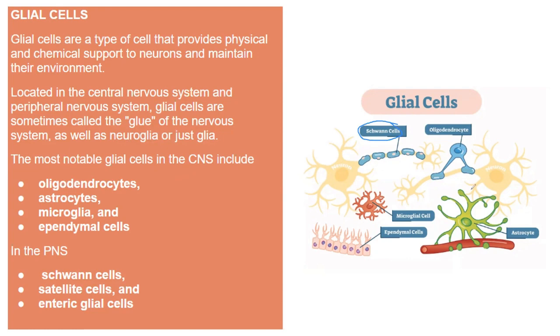In CNS, what are found? Oligodendrocyte is there. Then microglial cells are there, ependymal cells are there, and also astrocytes are there. Okay, so these are glial cells. Glial cells provide physical and chemical support to neurons and maintain their environment, basically known as the glue of the nervous system.